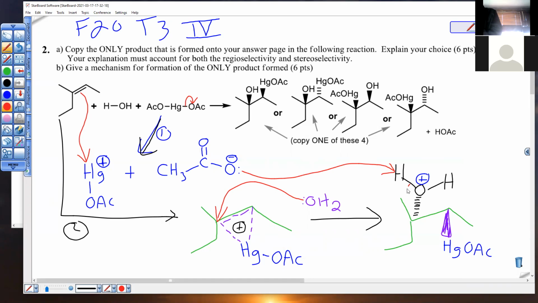This mechanism actually makes the enantiomer of 2. I could have got to 2 if I had this as a wedge and this as a dash. But you're going to make equal amounts of this one and the enantiomer. You don't have to write "plus enantiomer" on your test. The enantiomer would have a wedge here and a dash here. And that's the end of that story.